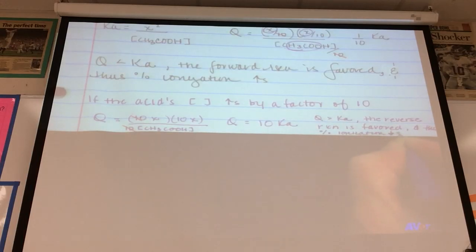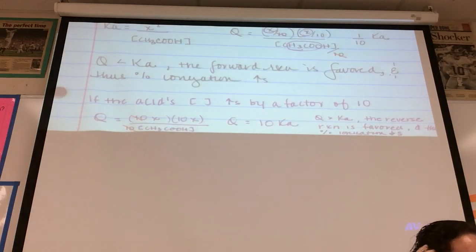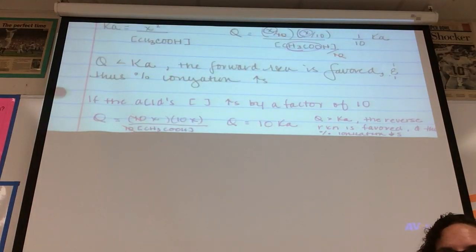Dr. Taylor? Yep. So basically, if it says increases or decreases by a factor of whatever, it's just going to be the Ka divided or multiplied by that factor? Yep. If this was on a part 2 question, we'd have to do the whole ICE step thing? I would. We can take a look at it.